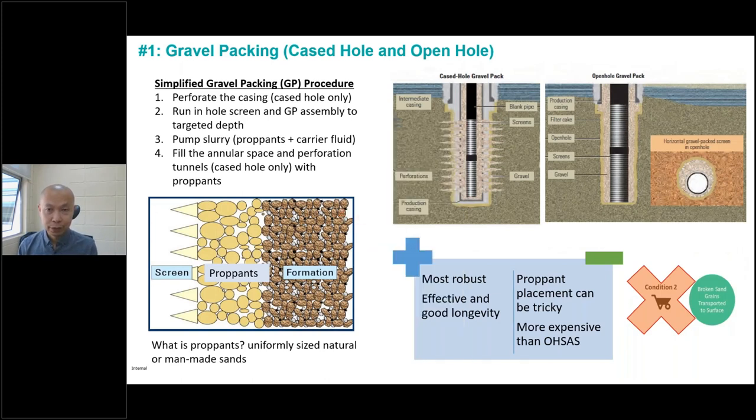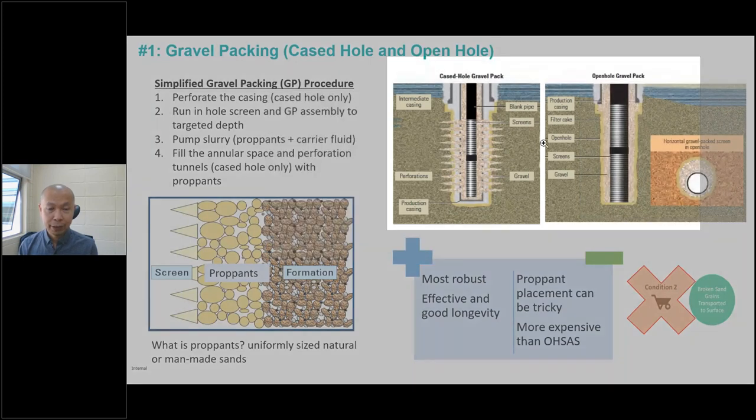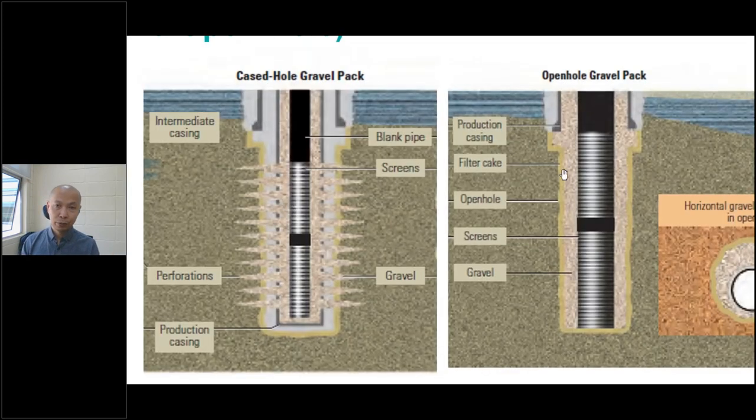Let me zoom in first on how it looked. When we say gravel packing, we can do it in both cased hole and open hole. Basically, the idea is, you can see here, we have a screen. A screen is a filtration media, a metallic filtration basically. Just like a strainer. Maybe you can imagine a strainer is here.